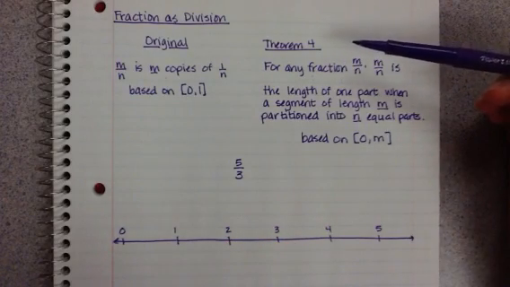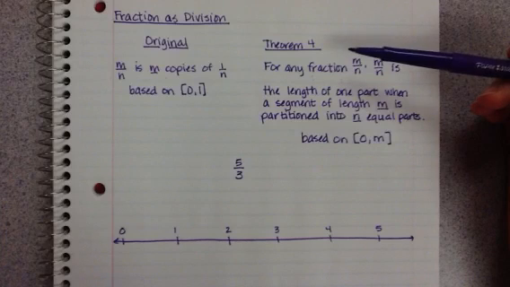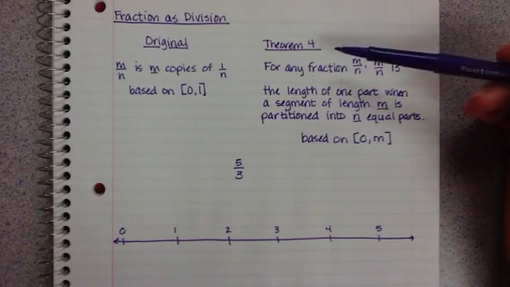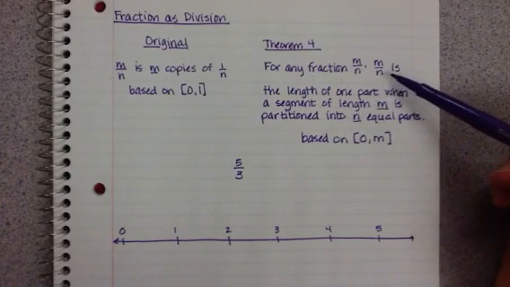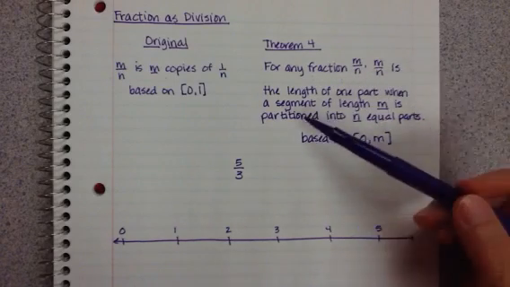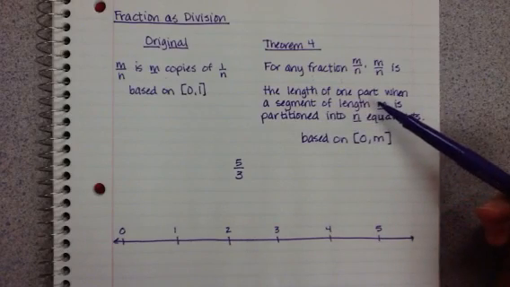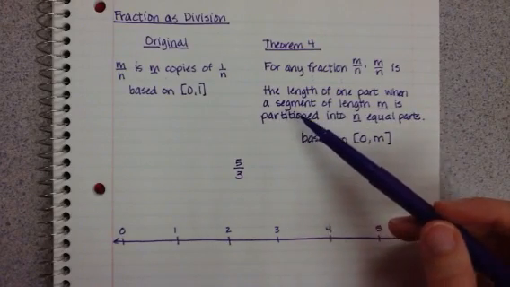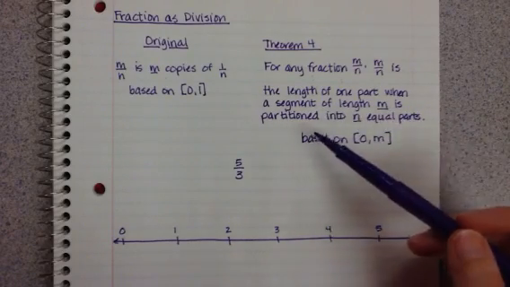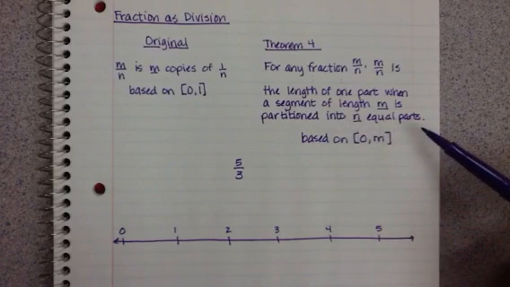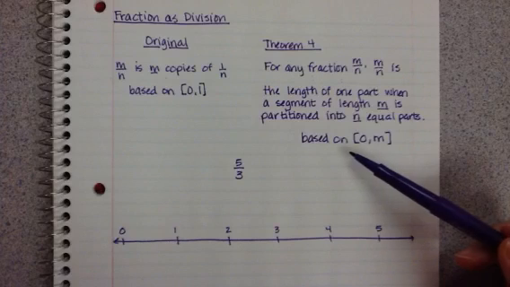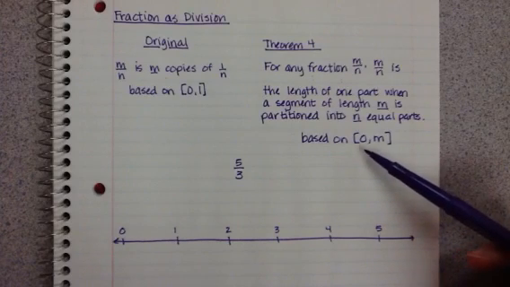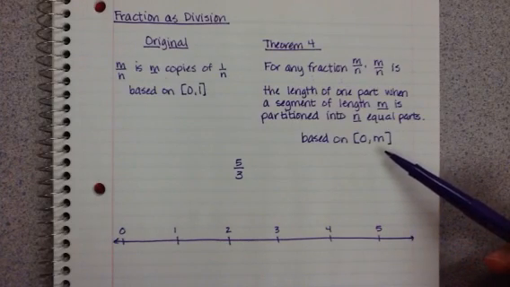Well, our new theorem is going to look at the fraction a little differently, something that you might be a little bit more familiar with. And that is to say, for any fraction m over n is the length of one part when a segment of length m is partitioned into n equal parts. Well, instead of being based on 0 to 1, now it's based on the actual length of 0 to whatever your line length is.